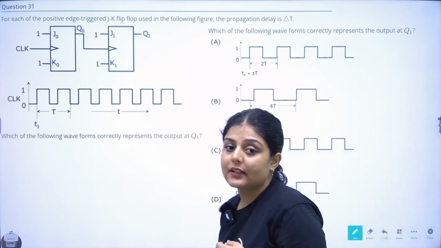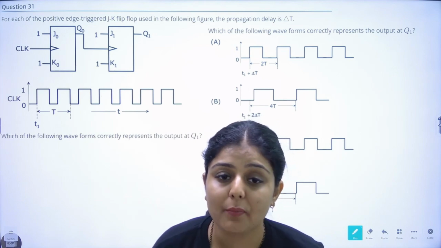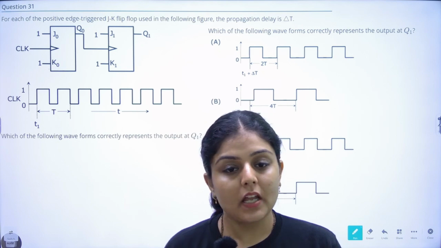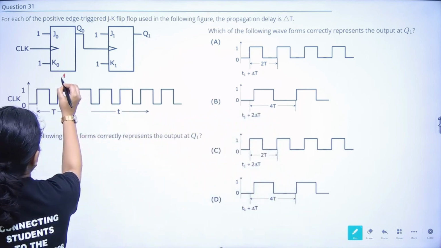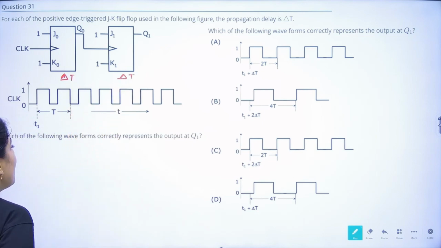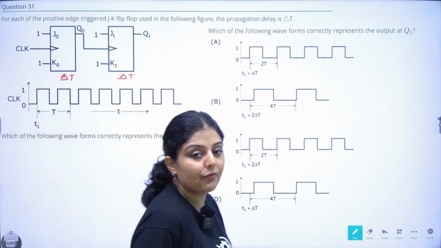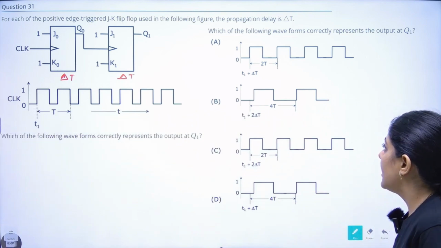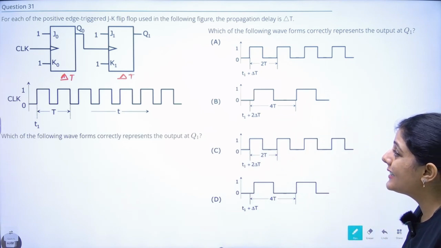Next question says that for each of the positive edge triggered J, K flip-flop used in the following figure, the propagation delay is delta T. Right, they are saying that propagation delay by each of them is delta T. Which of the following waveform is the correct representation of Q1? There is no need to solve for the output waveform. We can easily check it.